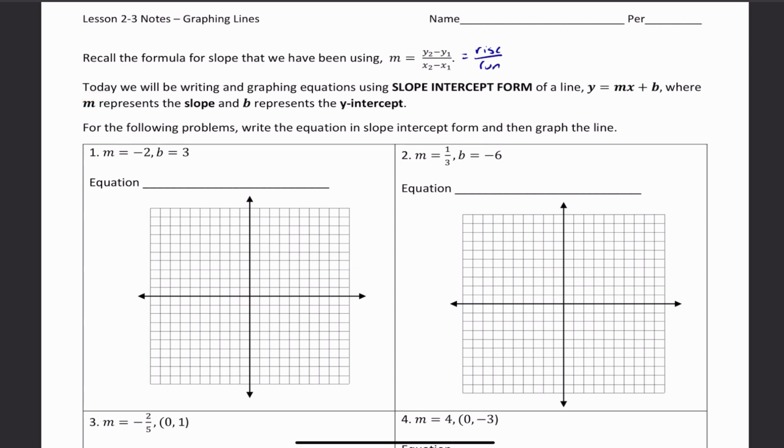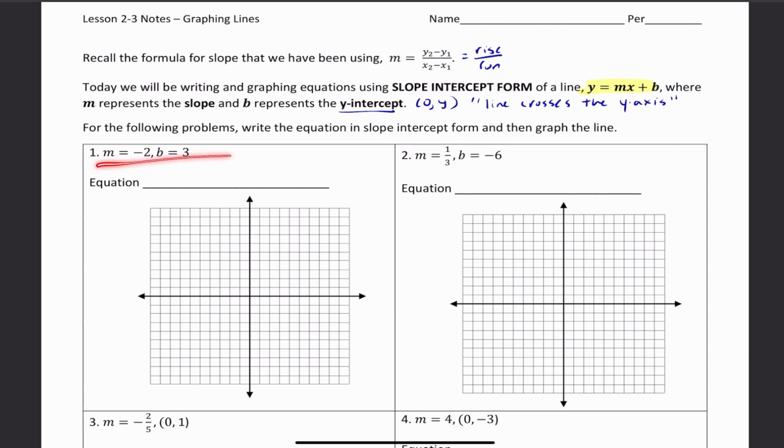But today, we will be graphing equations using slope-intercept form, which is the equation that we all know and love from Algebra 1. We use this a lot. Y equals mx plus b, where m represents the slope and b represents the y-intercept. And again, the y-intercept is always in the form 0, comma, y. Okay, x has to be 0 and y is just some number. So this is where the line crosses the y-axis. Okay.